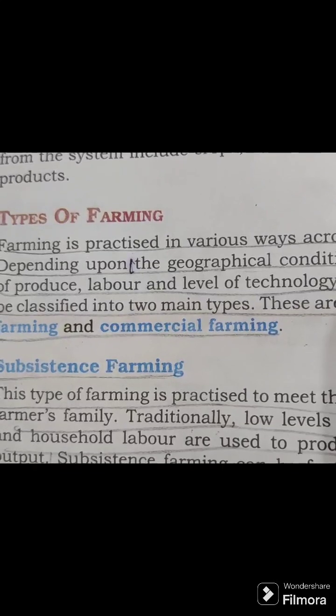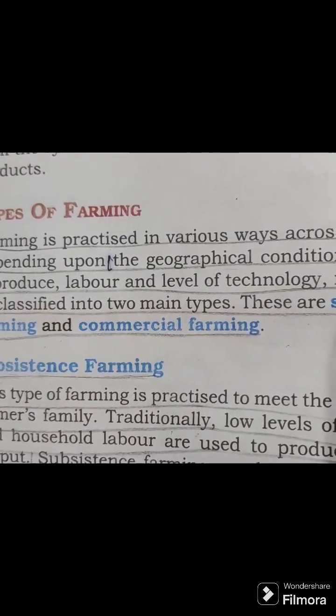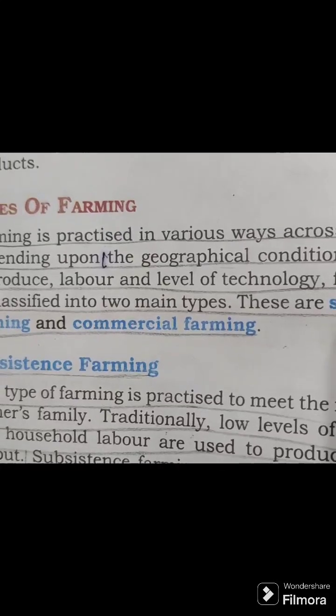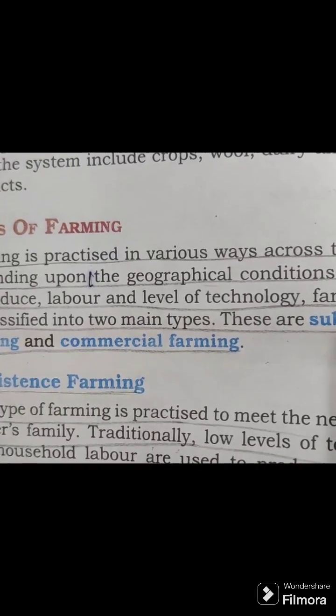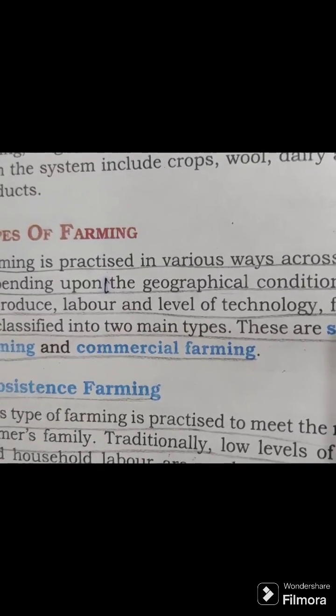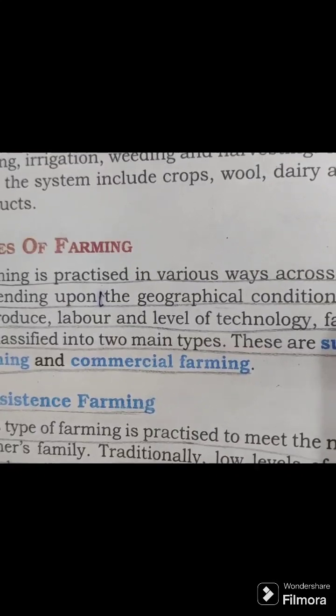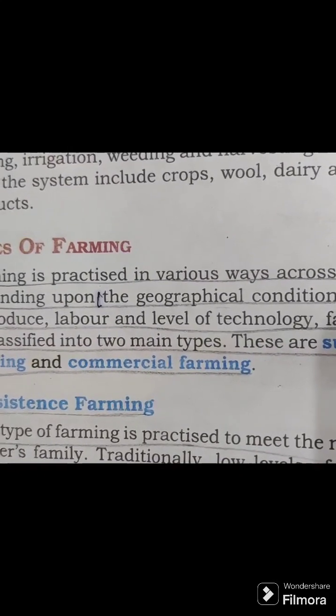Types of farming. Farming is practiced in various ways across the world, depending upon the geographical conditions, demand of produce, labor, and level of technology. Farming can be classified into two main types. These are subsistence farming and commercial farming.